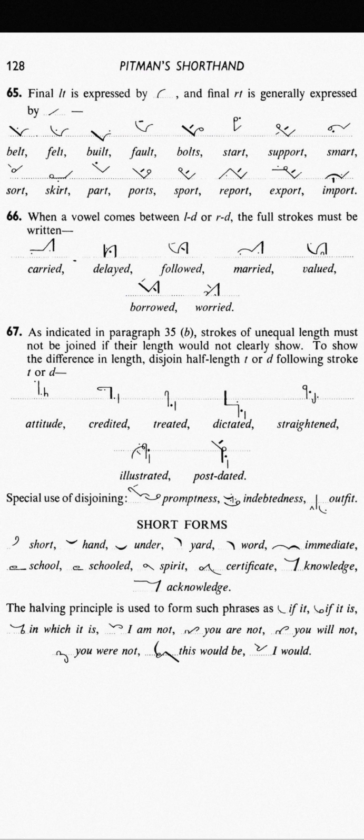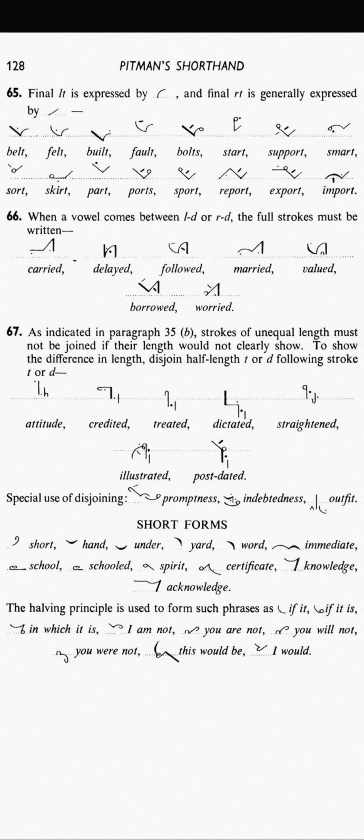Next is the halving principle, used to form such phrases as if it, F half here for the sake of T. Okay? Another example is if it is, F half here for the sake of T with S circle. So these are the phrases for if it and if it is. For example, in which it is, N full stroke and Ch halved here for the sake of T with S circle on the line, whole outline.